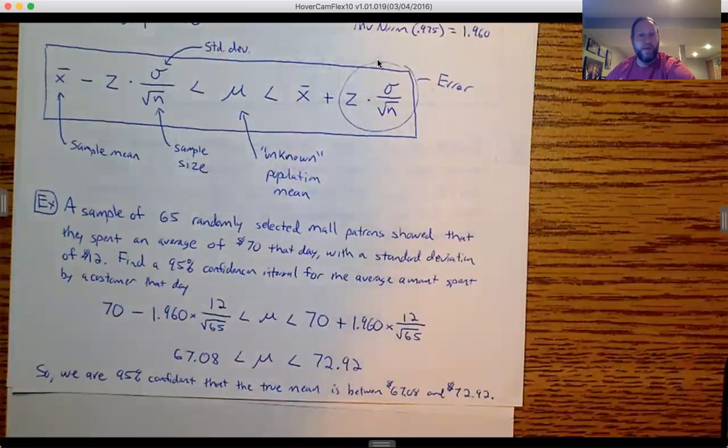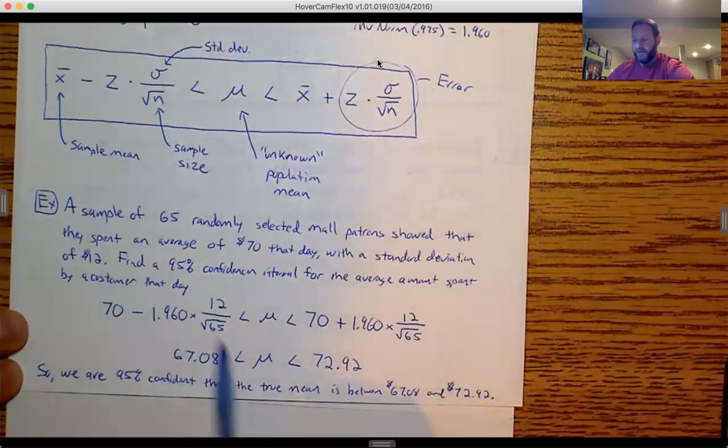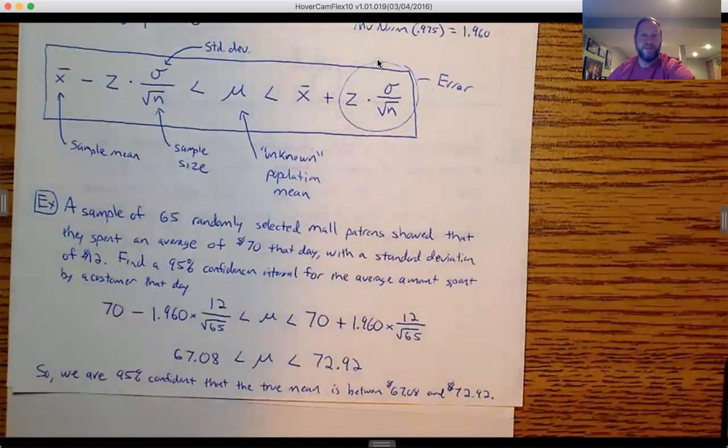Probably the best way to make the range smaller is to increase your sample size. If you increase your sample size, that will decrease that range. This one isn't too bad. It's just within about $5, $6 of each other. So that's not too bad. But depending on the situation, you might want that to be a smaller range. So two ways to do that: increase the sample size or decrease your confidence.